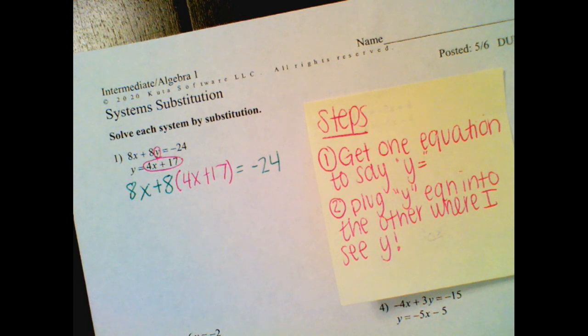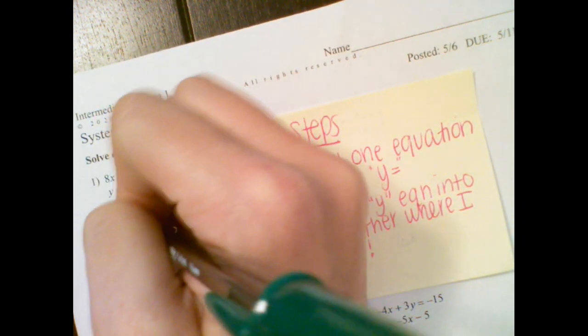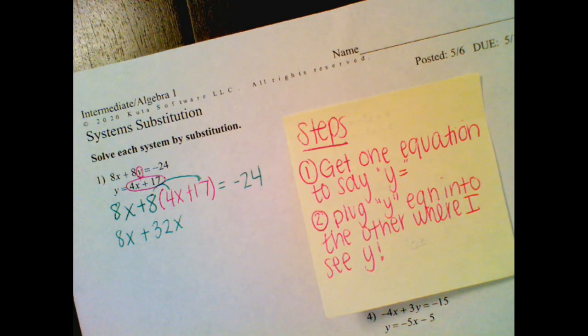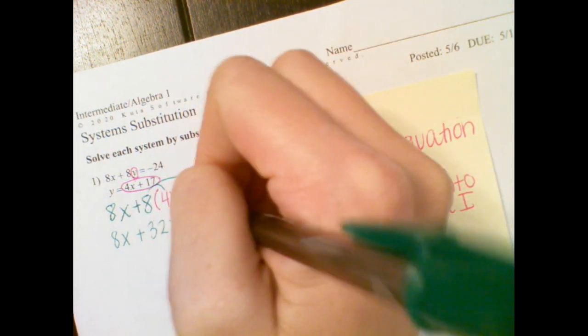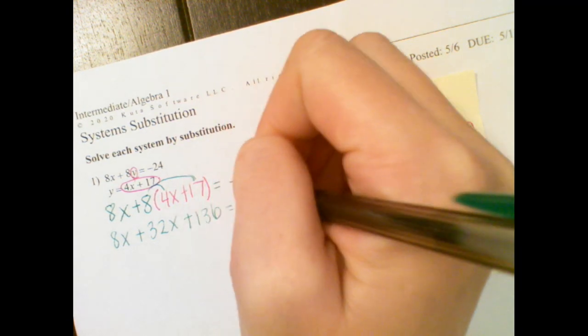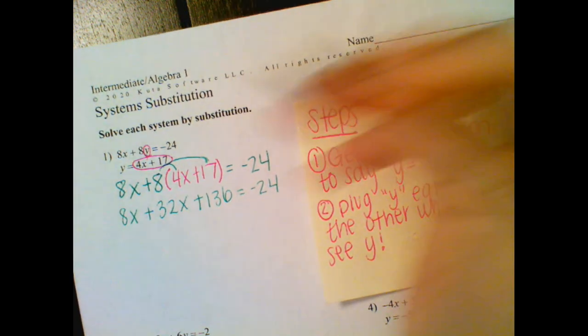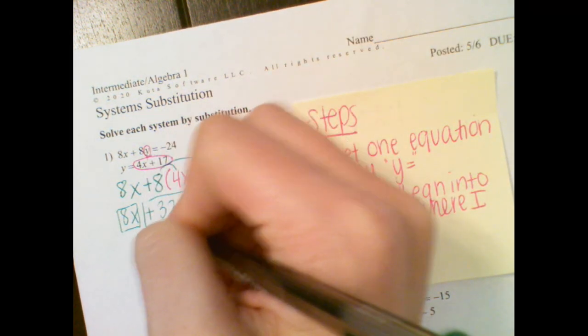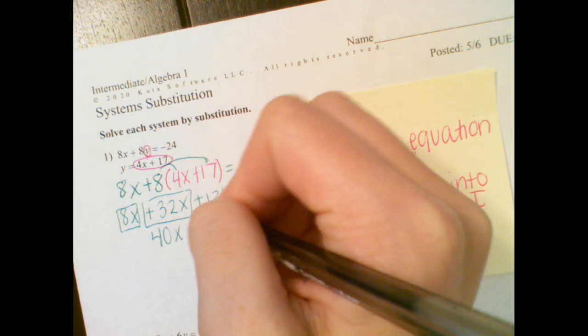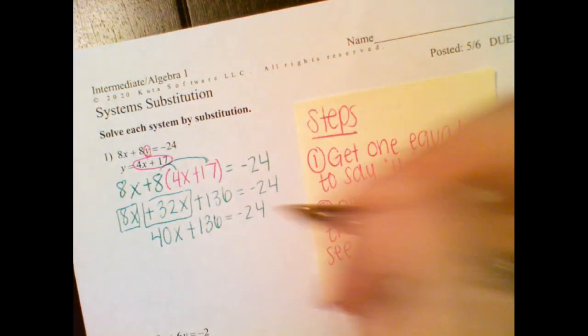So whenever there's a number outside of the parentheses, I have to distribute. So I get 8x plus 32x. 8 times 17 is 136, plus 136 equals negative 24. Here's a like term. So 8 plus 32 is 40. So 40x plus 136 equals negative 24.